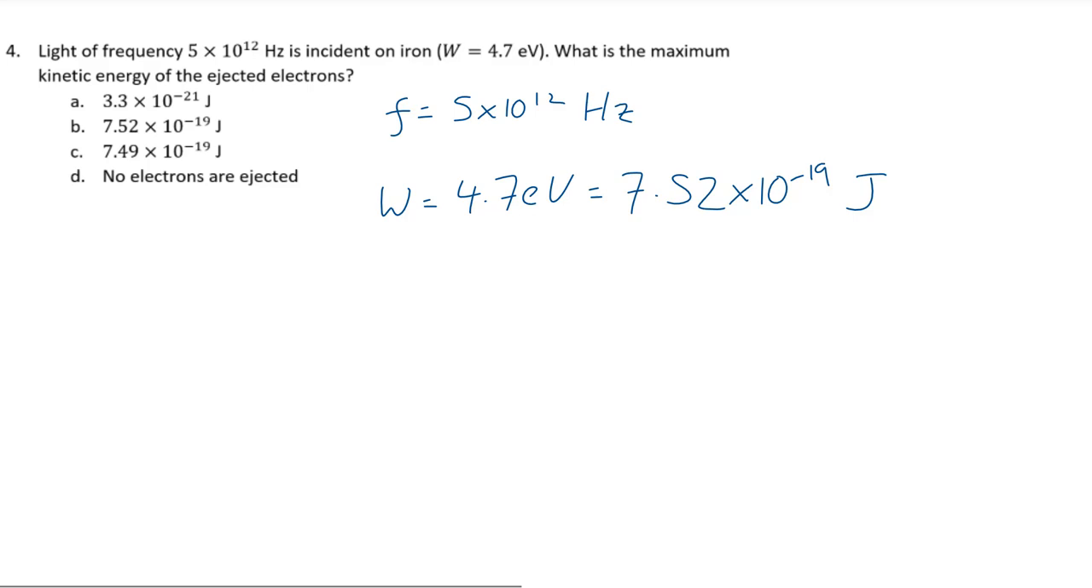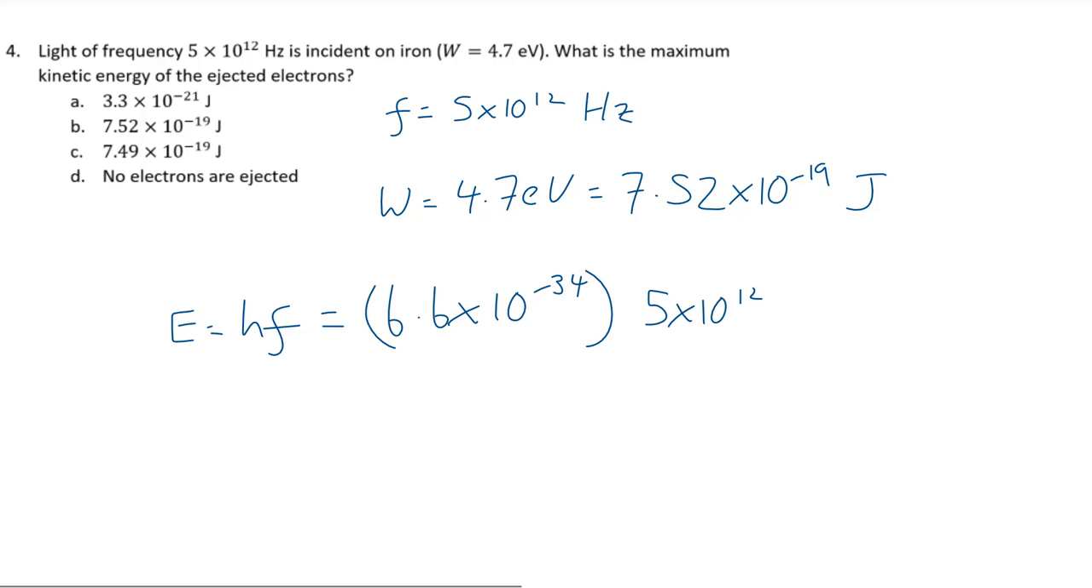Thus, if electrons are to be ejected, the energy of the light must be greater than this value, greater than 7.52 multiplied by 10 to the minus 19 joules. Let's check if this is in fact the case. The energy of a light wave of a particular frequency f is simply Planck's constant multiplied by that frequency. It is simply h, which is roughly 6.6 multiplied by 10 to the minus 34, multiplied by the frequency of the light, which in this case is 5 multiplied by 10 to the 12. Working this out, we get that the energy of this light wave is 3.3 multiplied by 10 to the minus 21 joules.